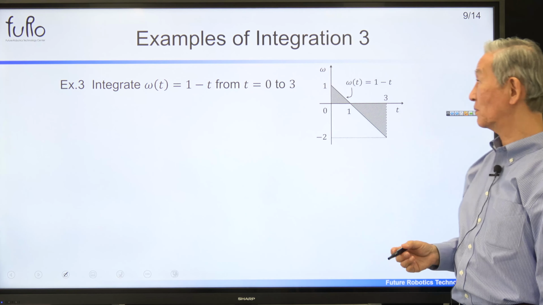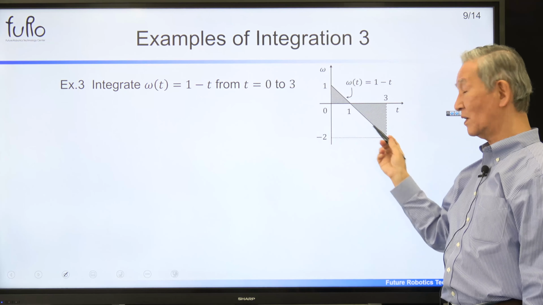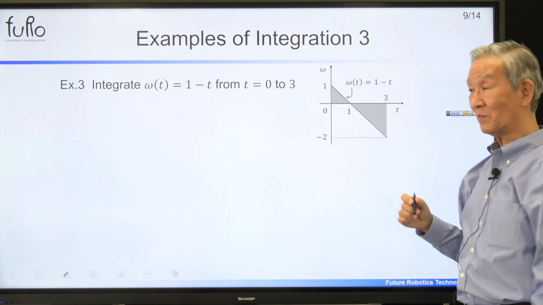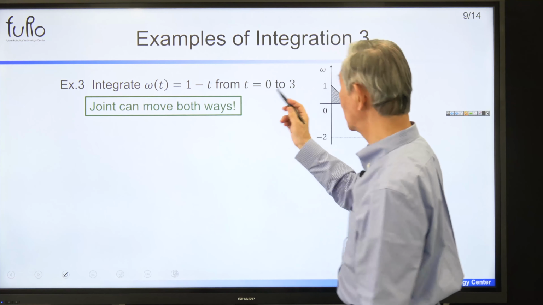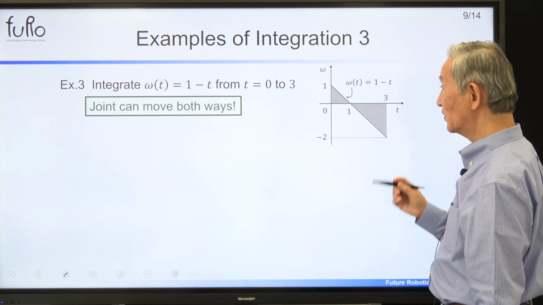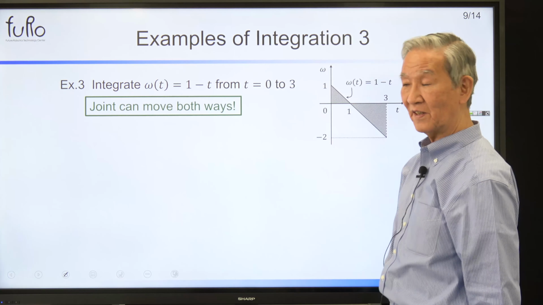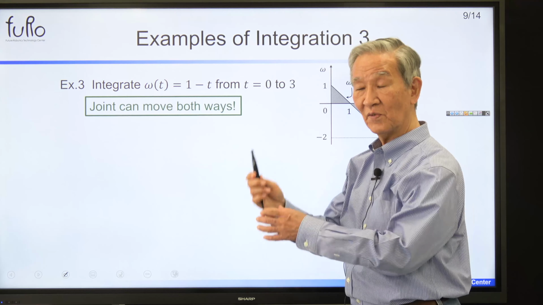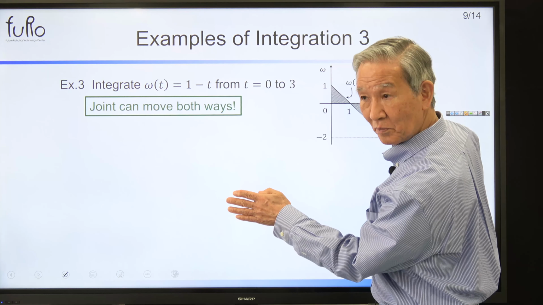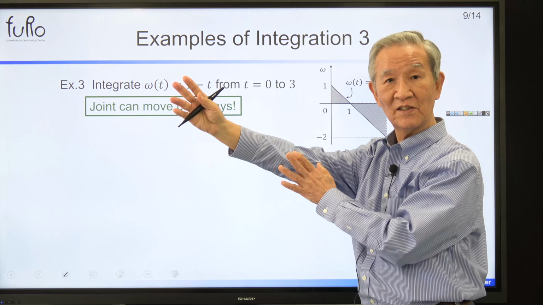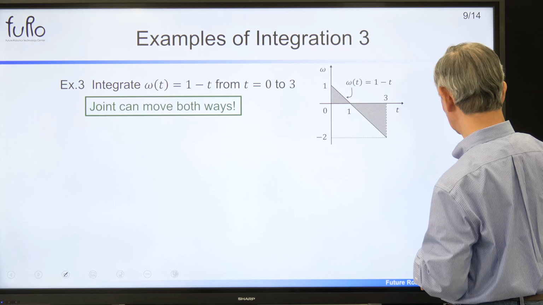Okay, so how about this one here? Part of it is on the plus side, the other part is on the negative side. So what's going to happen? Okay, so the function is 1 minus t from t equals 0 to 3. A joint can move both ways. Move this way and go back, like kicking. When you do the kicking, first you take your leg backwards and then kick, right? So it can move both ways, so therefore plus and minus both of them.